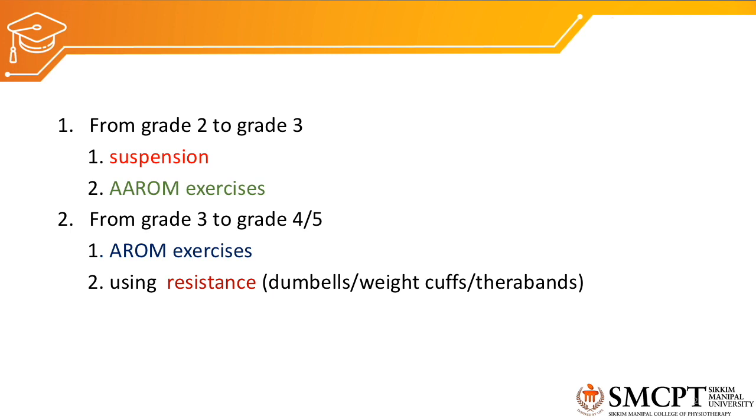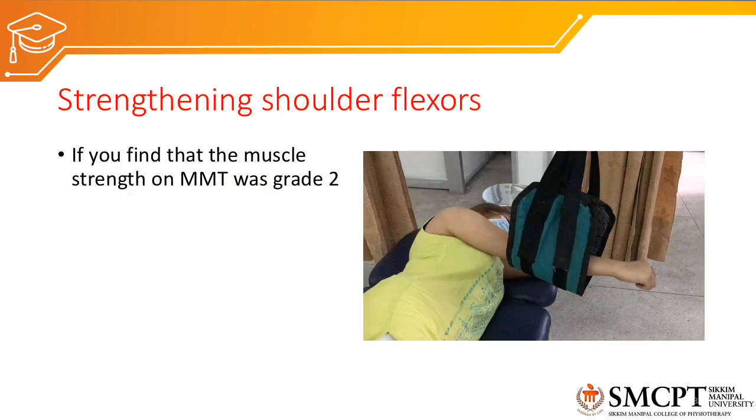Let's move on to the next slide where we can view how to strengthen the shoulder flexors from grade 2. How can we strengthen a grade 2 muscle to grade 3? First we'll start with suspension. We'll suspend the arm with the sling so that gravity will be eliminated. Then we'll ask the patient to perform flexion of the shoulder and repeat it 10 times for 3 sets, and between every set we will give a rest interval.